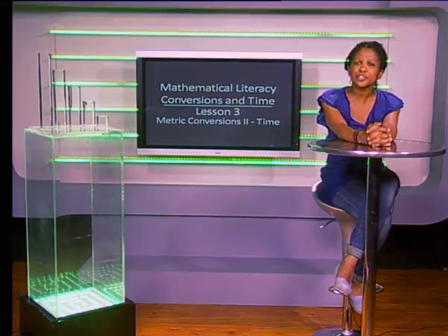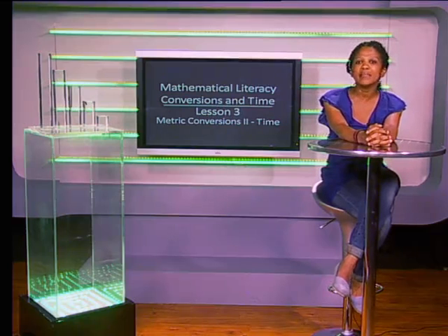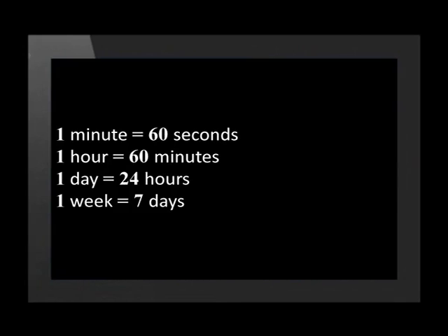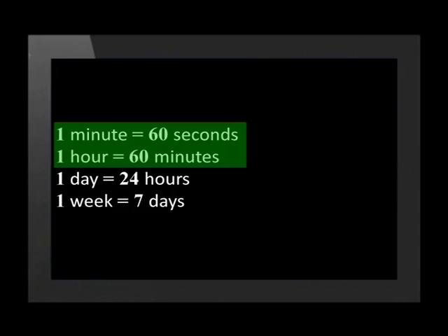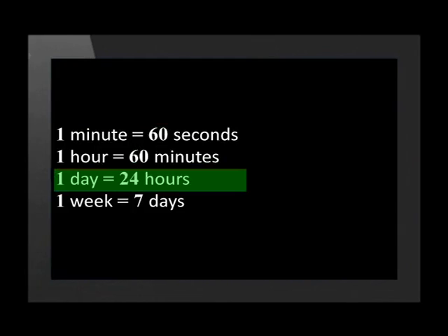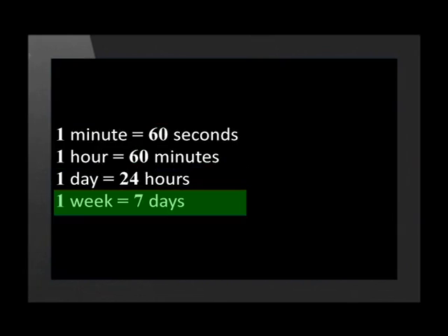Today we will look at a tricky form of conversions, namely conversions of time. What makes time different from all the rest of the conversions is the fact that the units are made up out of 60 smaller units in the case of minutes and hours and 24 smaller units in the case of a day. We also know there are 7 days in 1 week. We have to remember all of this when we convert time.